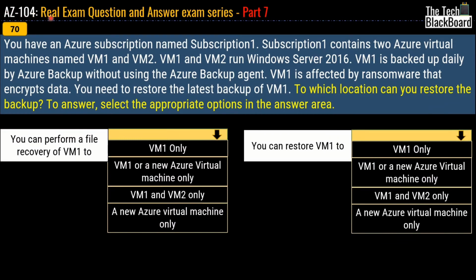We are now at question number 70, which is the last question for our part 7 in our AZ-104 real exam question and answer series. And this question is similar to one that we saw in question number 69. However, this has much more details. So let's read out the question.